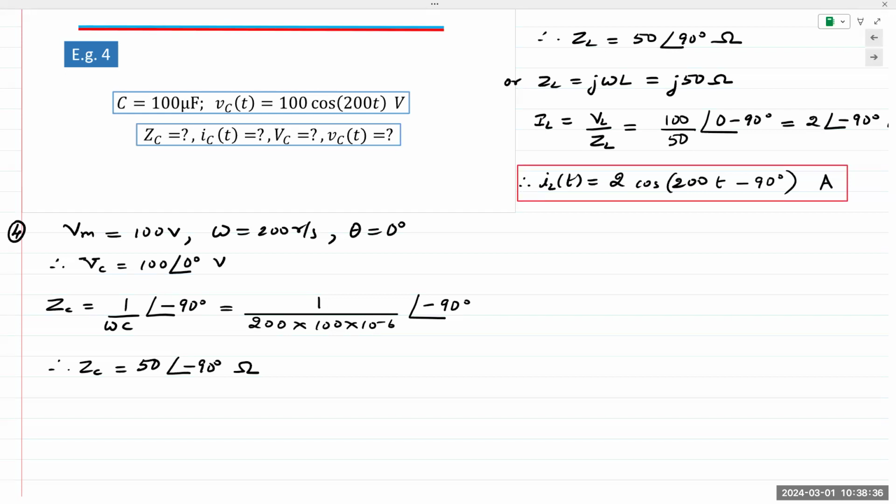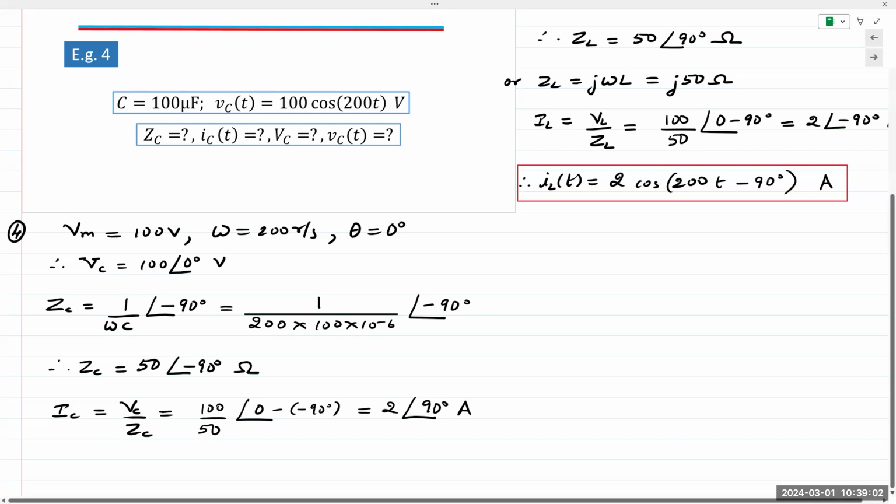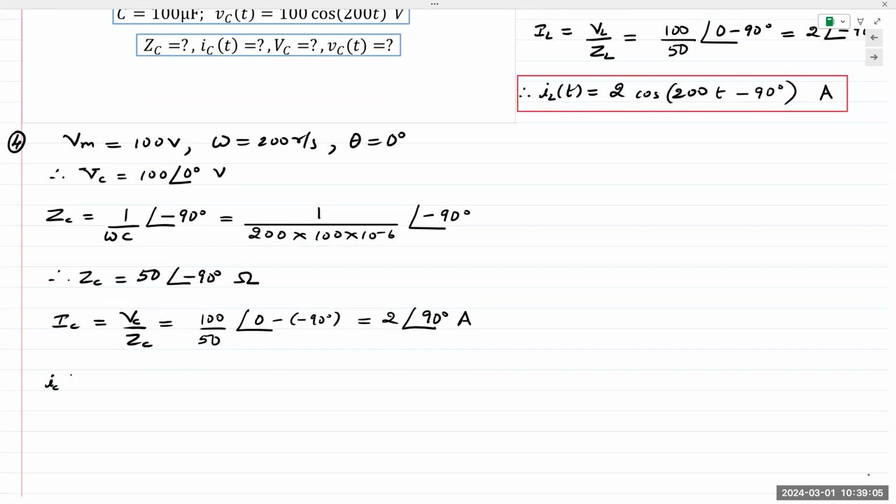Apply Ohm's law, find current IC. IC is simply Vc over Zc. So that would give me, again, 100 divided by 50 and 0 minus of minus 90. That's 2 with an angle of plus 90 amps. Final answer in the form of time domain expression, IC of t is 2 cos of 200t plus 90 degrees amps.